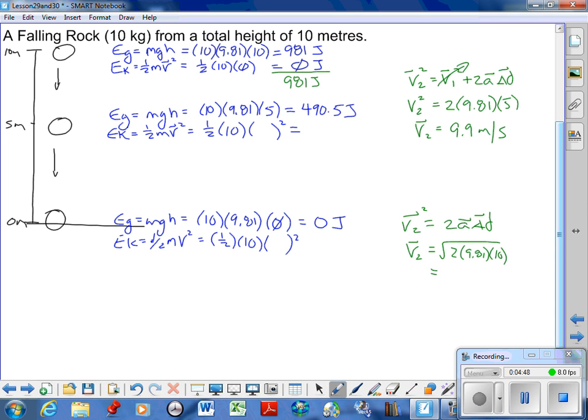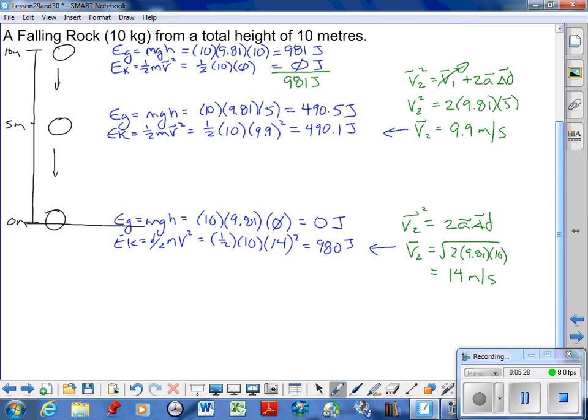So the square root of 2 times 9.81 times 10, I get 14 meters per second. So now I have the velocities at both points, so then I can do some calculations. 0.5 times 10 times 9.9 squared, I get 490.1. And at the bottom here, if I put 14 in, 0.5 times 10 times 14 squared is 980.